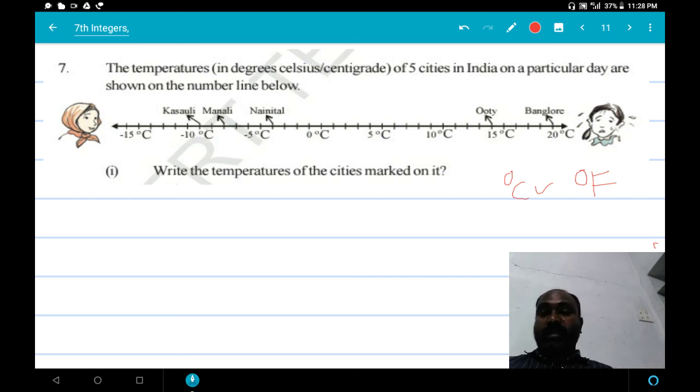Now here is 0 degrees. On the right side are 5 degrees centigrade, 10 degrees, 15 degrees and 20 degrees. Between 0 and 5 there are 4 lines: 1 degree, 2 degrees, 3 degrees, 4 degrees, positive degrees. Here on the negative side, minus 1 degree, minus 2 degrees, minus 3 degrees.